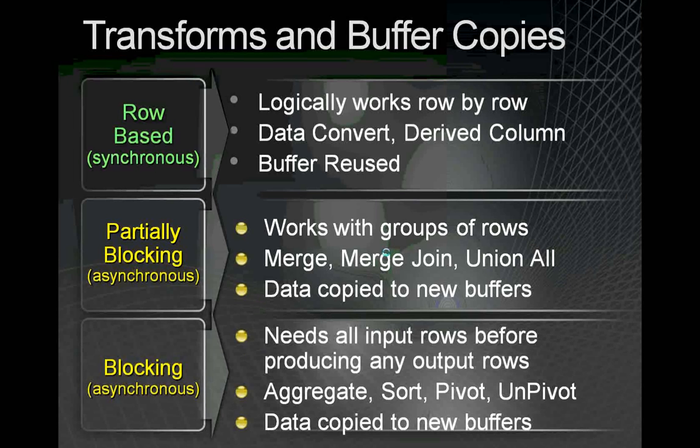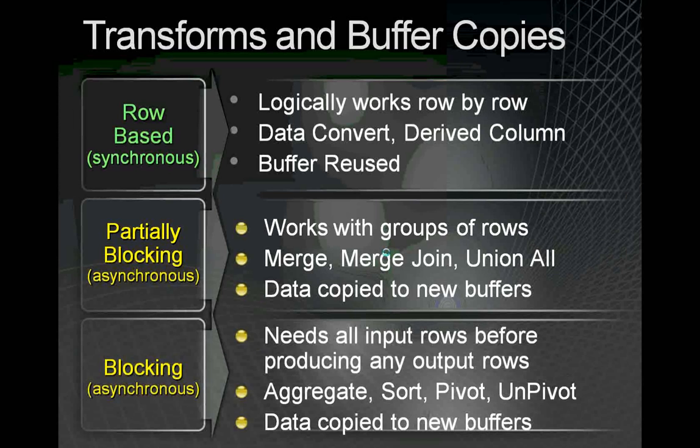Synchronous, or row-based transforms, operate on buffers of data in place. They don't make copies of data buffers or rows as they flow through. They just transform the data in the buffer directly. That makes synchronous transforms fairly fast. Examples of synchronous transforms include data conversion, derived column, and lookup.